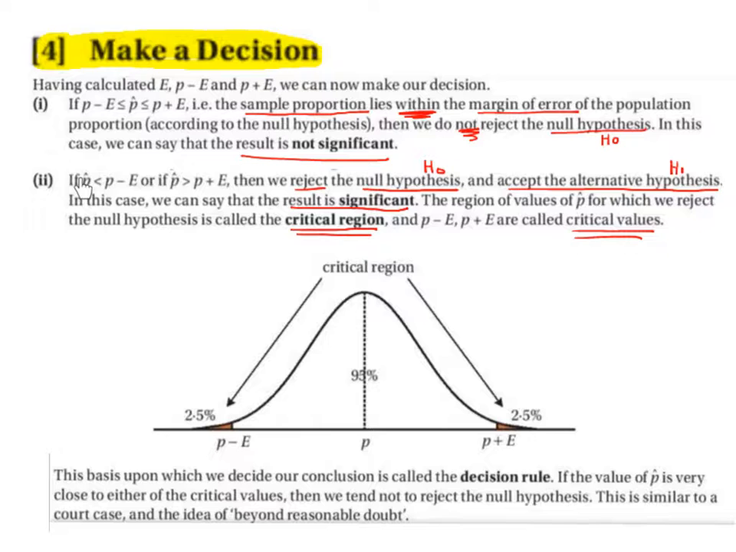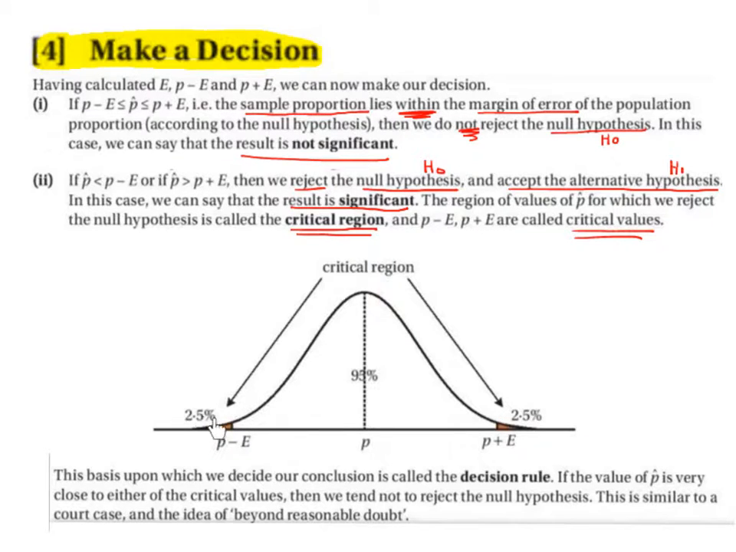Or, if p hat is less than p minus E, or if p hat is greater than p plus E, then we reject the null hypothesis, H0, and we accept the alternative hypothesis, H1. In this case, we can say that the result is significant. The region of values of p hat for which we reject the null hypothesis is called a critical region, and p minus E and p plus E are called critical values.